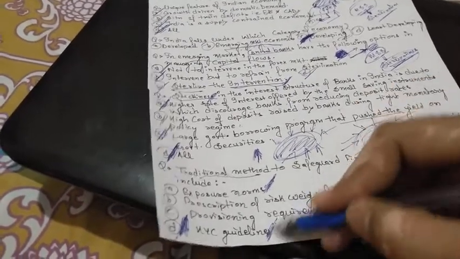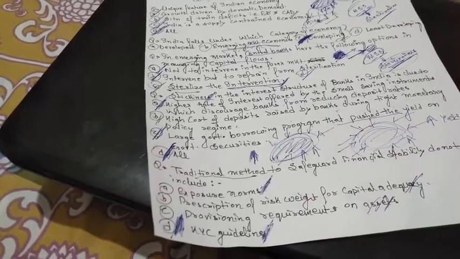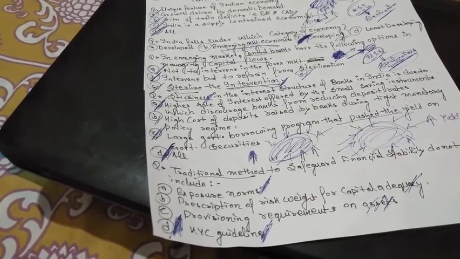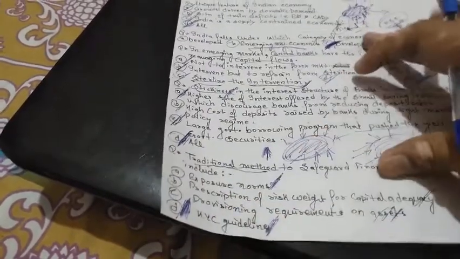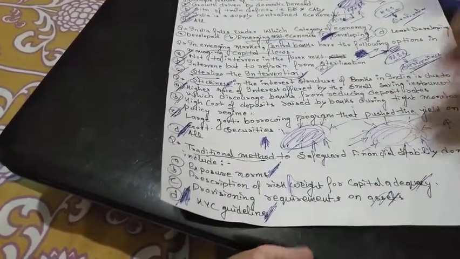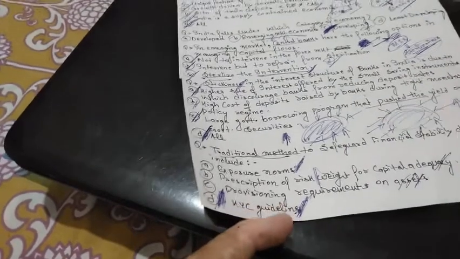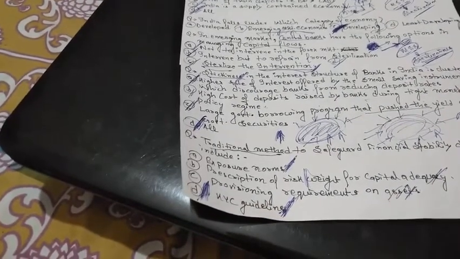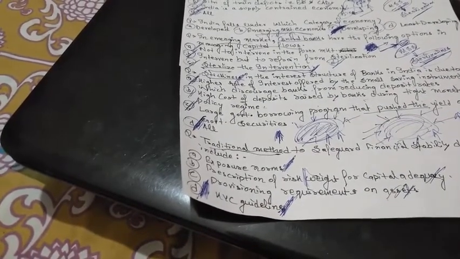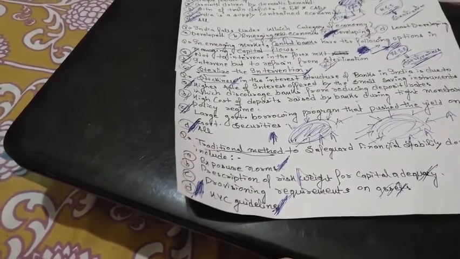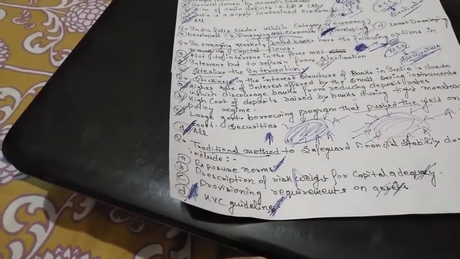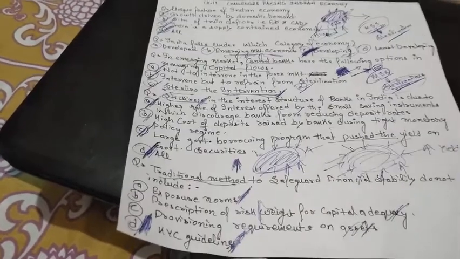Next option, KYC guidelines. Yes, KYC guidelines are also a kind of safeguard mechanism, but the question is asking about traditional methods. All the other three are traditional methods, but KYC guidelines are not. They were recently introduced after the prevention of money laundering, which happens very frequently all around the world. Then these KYC guidelines came into the picture. So that's it. This chapter is done.